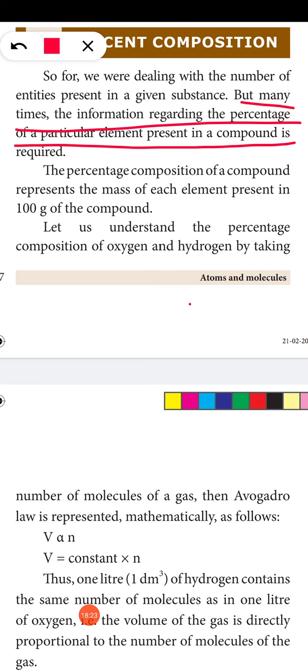The percentage of composition of a compound, we have to consider 100 gram mass of the compound. So 100 gram of compoundல எவ்வளோ கிராம் பர்டிகுலர் எலமெண்ட் இருக்குது. So by working out some problems we'll understand easily about the percentage composition of individual elements.